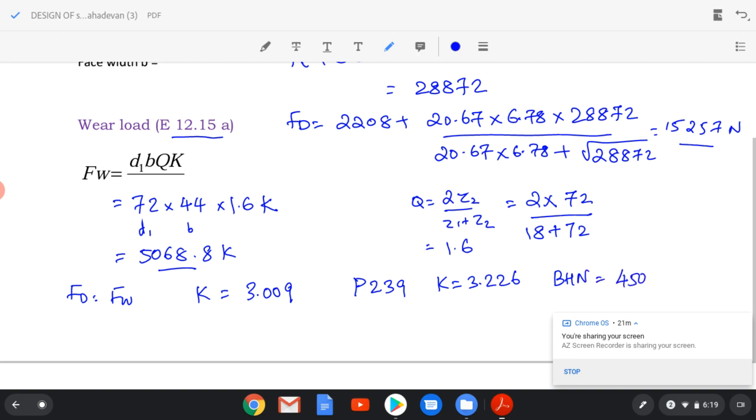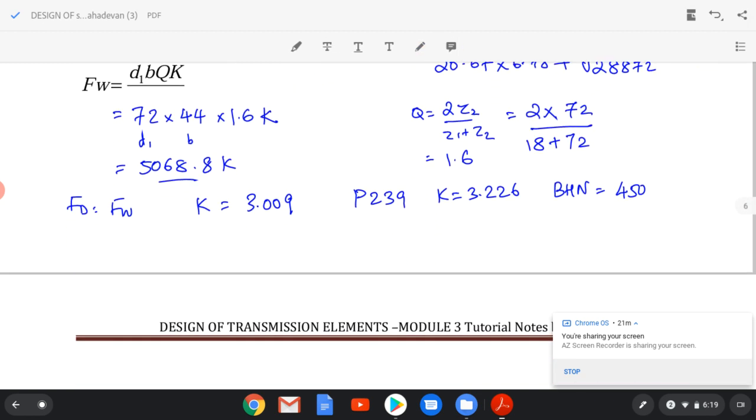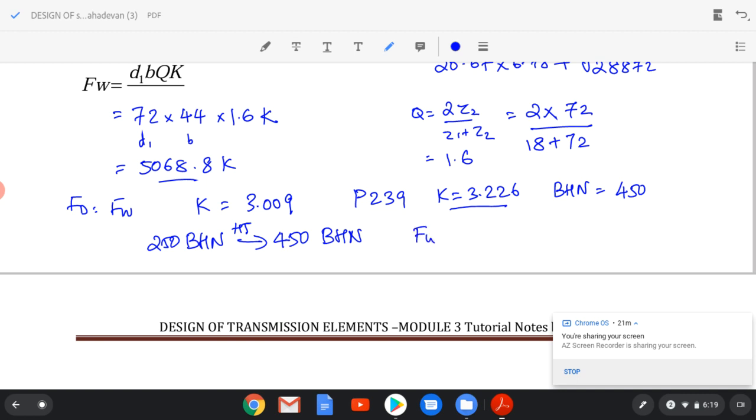If you remember, the initial value was only 250 BHN. So if we heat treat the gear and the pinion material from 250 BHN to 450 BHN by using heat treatment, then we can use this value of K. Then at that time FW will be equal to 5068.8 multiplied by 3.226. That value will be equal to 16,351.9 Newton. This is the minimum load required for wear.